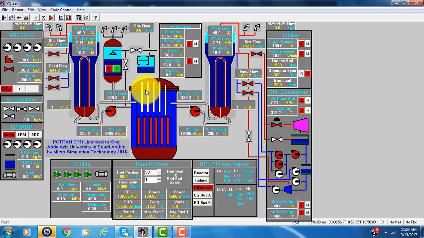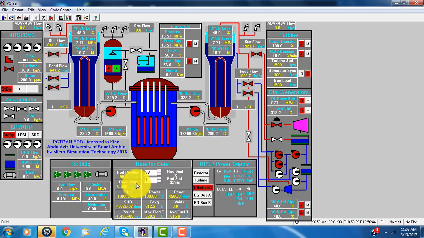At full pressure, the primary side is 15.5 megapascal. That's about 2,200 PSI in British units. And now you don't see any change. That's because it's a steady state at full power, and everything is very stable. In nuclear power plant operation, if you insert control rods, the power will go down because control rods absorb neutrons.